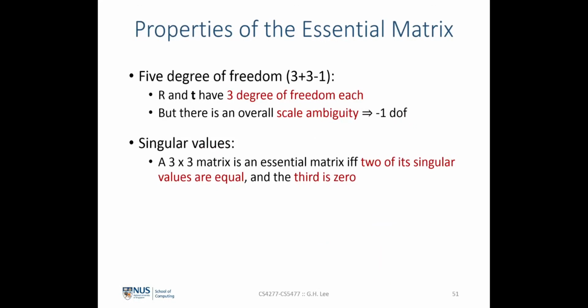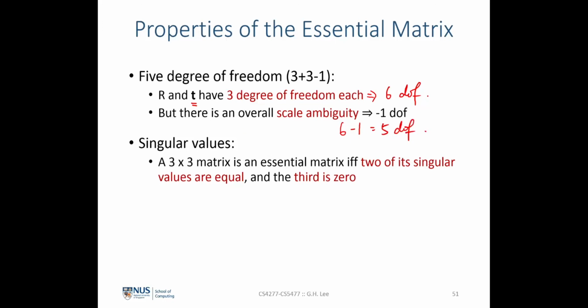So now let's look at some properties of the essential matrix. Overall, the essential matrix has 5 degrees of freedom, where 3 degrees of freedom come from the rotation matrix and 3 additional degrees of freedom come from the translation vector. So this adds up to 6 degrees of freedom. But because the translation vector is only defined up to scale, there's an overall scale ambiguity. Hence, we have to take away 1 degree of freedom from these 6 degrees of freedom. So 6 minus 1 gives us 5 degrees of freedom in the essential matrix for a calibrated set of cameras.